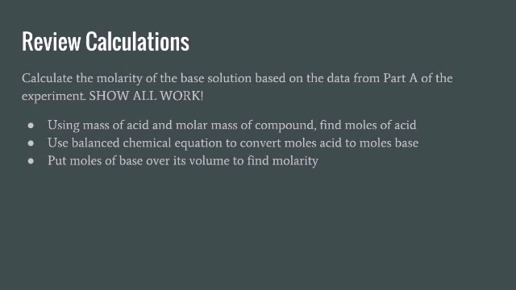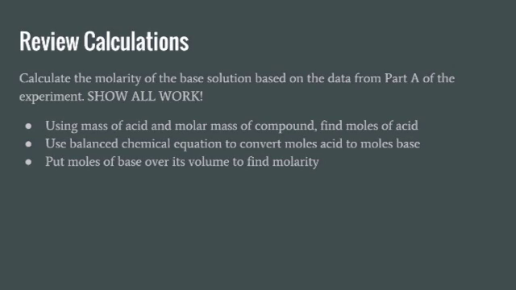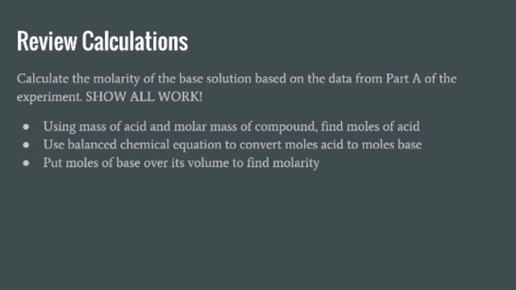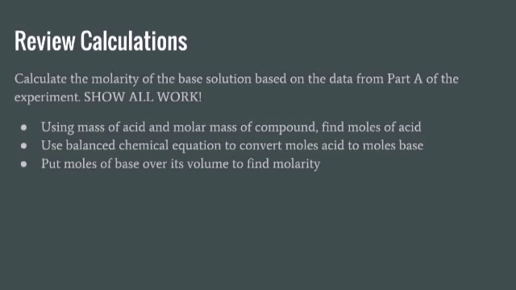So to review the calculations, you want to calculate the molarity of the base solution based on the data from part A of the experiment. You're going to use the mass of the acid and the molar mass of the compound to find the moles of the acid that you have. Then you use the balanced chemical equation to convert moles acid to moles of base. And then you put these moles of base over its volume to find the molarity. And that's how you find the concentration of the unknown solution.